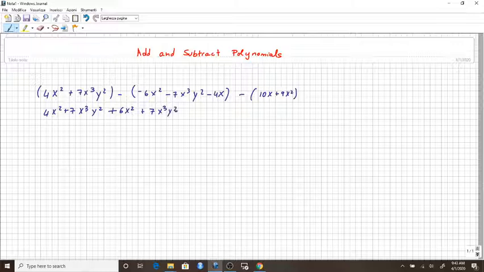7x cubed y squared, and negative 1 times negative x is going to be plus 4x. And then this negative sign in front of 10x is going to make it negative 10x, and negative 1 times 9x squared is negative 9x squared.